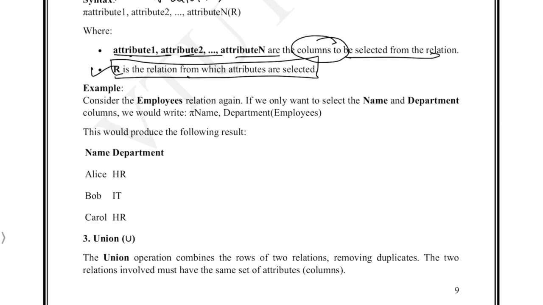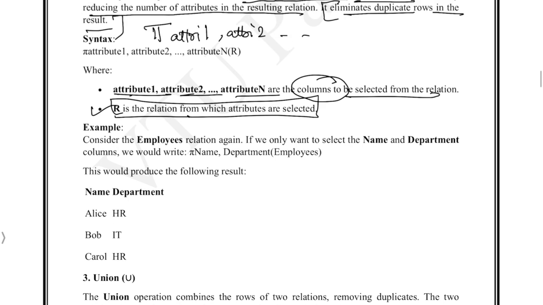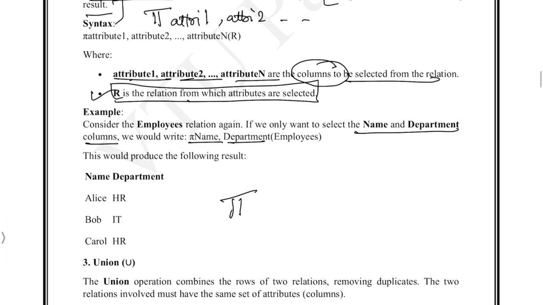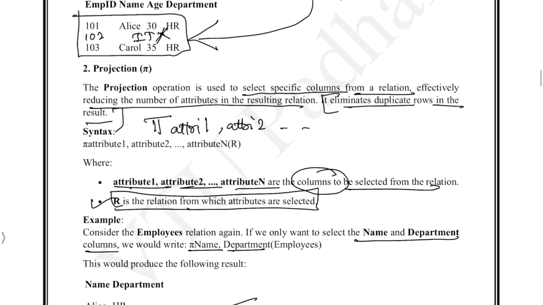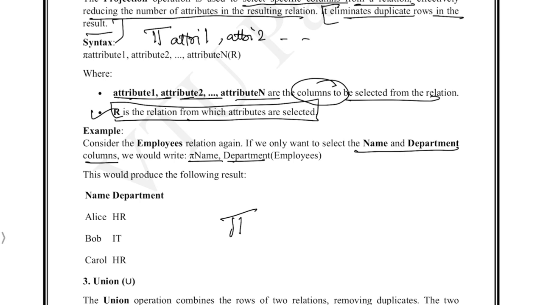Let us consider an example. Consider the employees relation again. If we want to select the name and the department column, we would write pi name, department (employees). So what is the format here? This is the operation for projection. You put the attribute names.